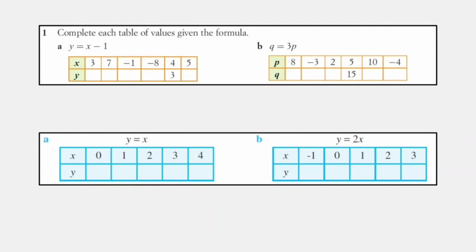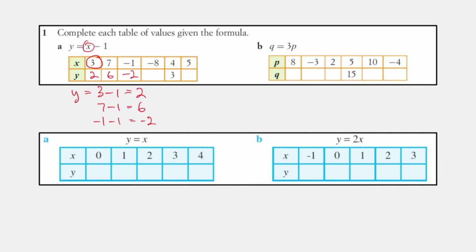So first one, we need to complete the table using the formula, and the formula is y equals x minus 1. So the first one, we're going to use 3, y equals 3 minus 1 equals 2. Then we're going to do 7 minus 1, which equals 6. Negative 1 minus 1, which equals negative 2. And so on.